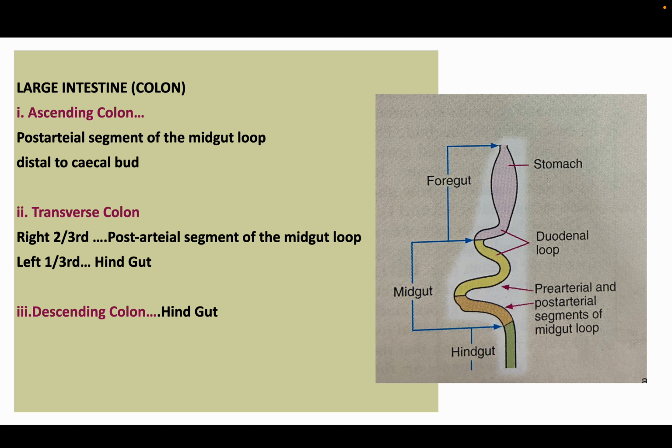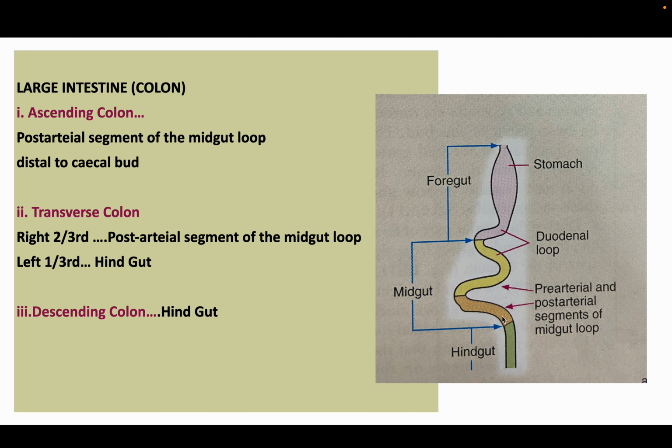Coming to the development of the large intestine, or colon. There are three parts: the ascending colon, transverse colon and descending colon. Of these, the ascending colon is derived from the post-arterial segment of the midgut loop, distal to the cecal bud. This is the cecal bud you can see here. The distal portion is going to form the ascending colon.